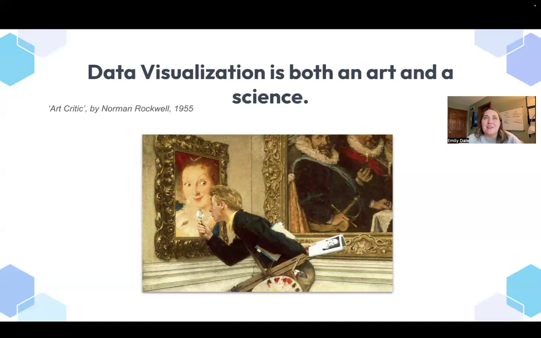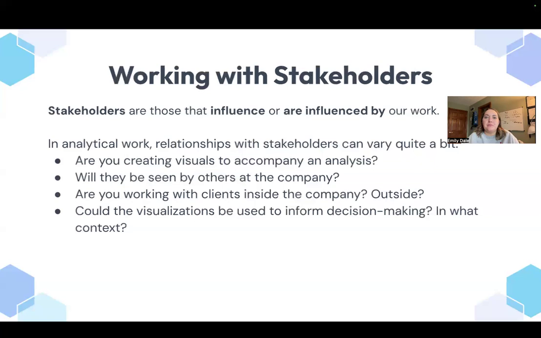frame up how to handle that in a way that hopefully you don't get your feelings hurt, and also how to help the people around you understand your work a little bit better as you go along. So as you work with stakeholders, just kind of defining who that is first. Stakeholders are those that are influenced by your work or that are influencing your work.